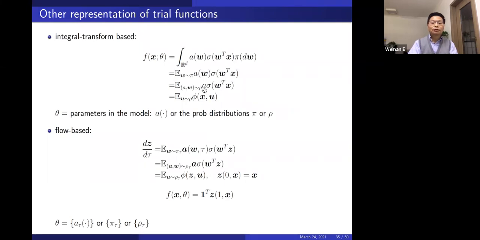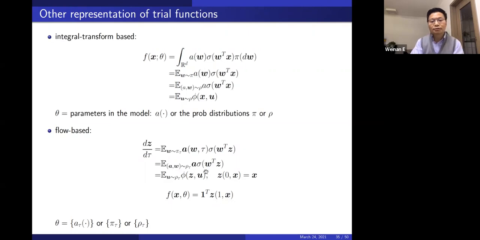We can have a more general representation where we regard A as being a free parameter, instead of a function of W. We can lift the parameters to a higher dimension, consider both A and W as being the parameters. And then their distribution rho is going to be the parameter theta, for example. Or we can consider more general feature functions, not just feature functions of this form, which is neural network type. We don't have to consider neural network type of feature functions. We consider this guy. This is one way to represent functions, and we call this integral transform based.